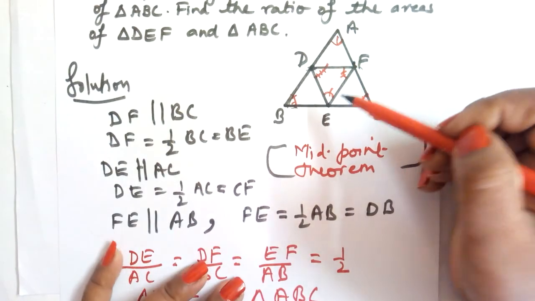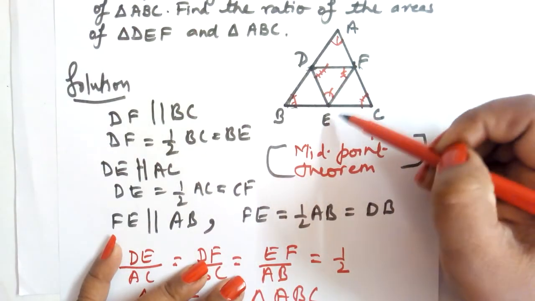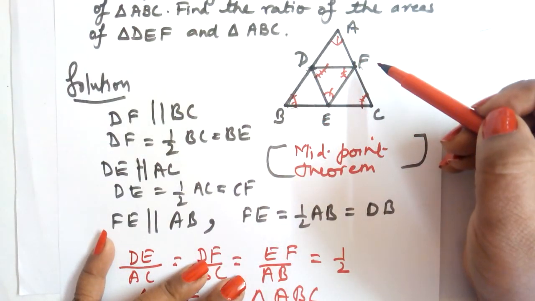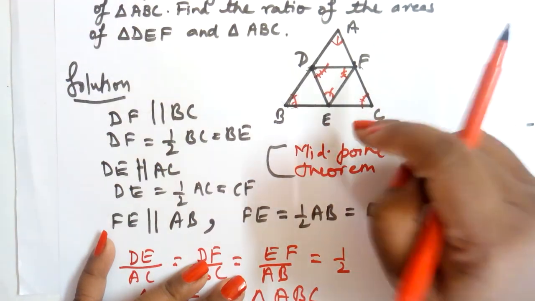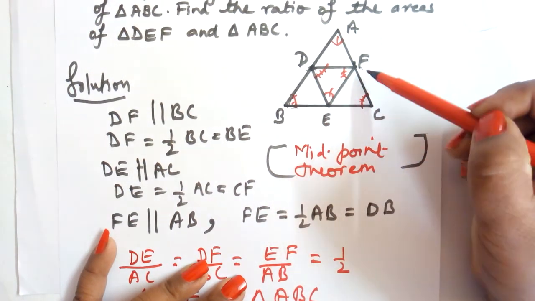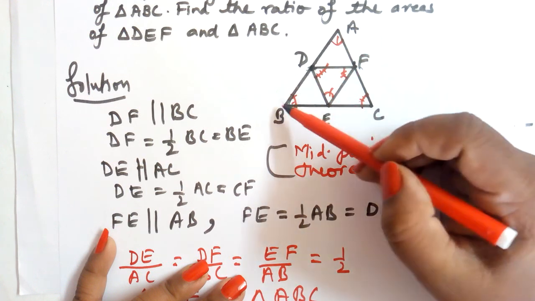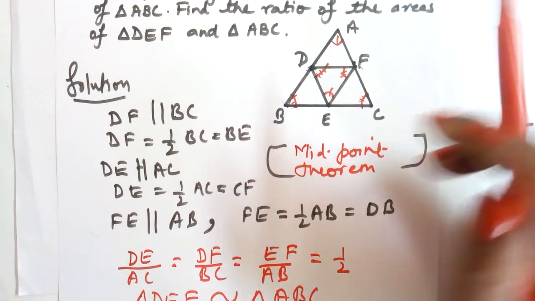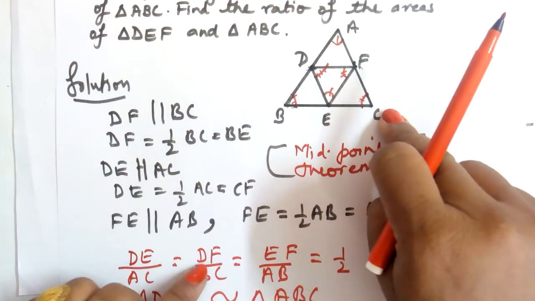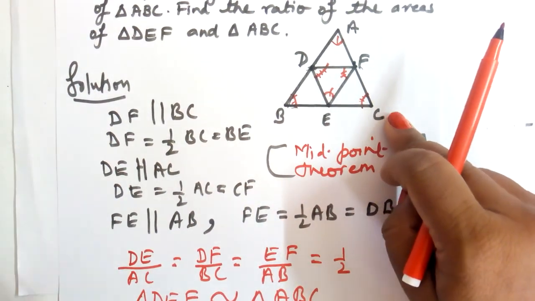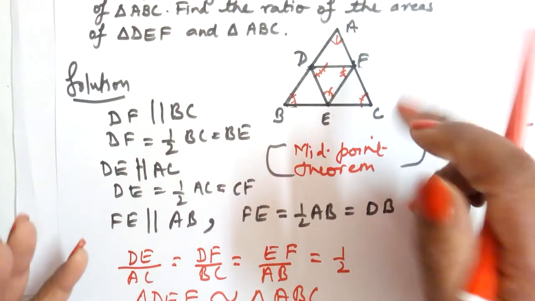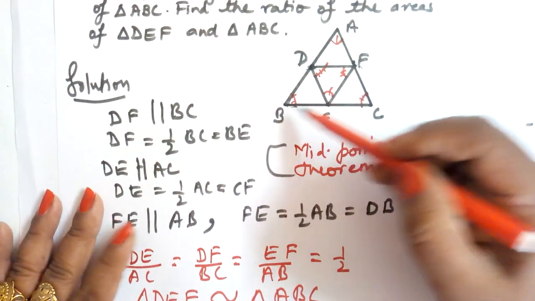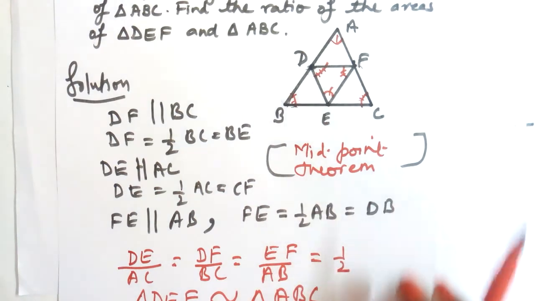All the three angles of DEF are equal to all the angles of ABC, corresponding angles. So again we can say that DEF is similar to triangle ABC by the AAA property. I am not going to write that one because I have used this one. So we have two methods to prove that DEF is similar to ABC. I hope this is clear to you.